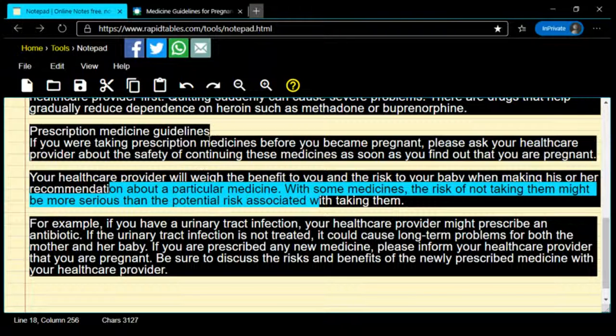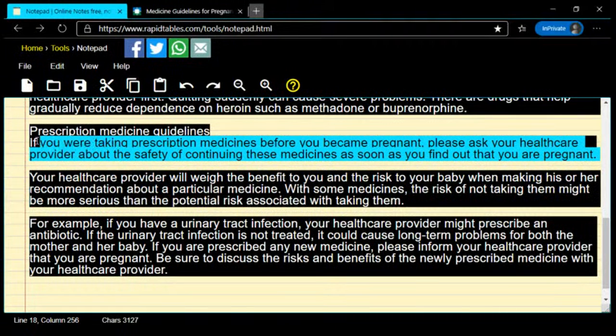Prescription medicine guidelines. If someone has been taking prescription medicines before she is pregnant, she must ask the healthcare provider about the safety of continuing these medicines as soon as she finds out that she is pregnant.